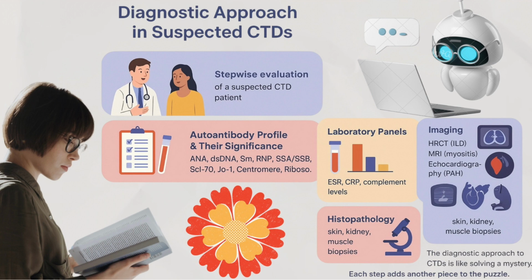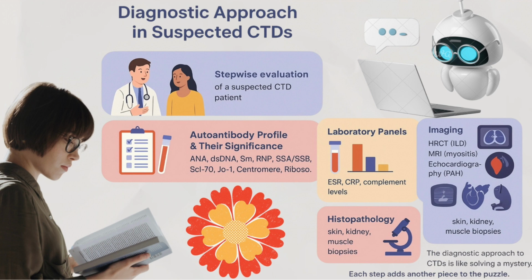Then comes examination. If we notice a butterfly-shaped rash on her cheeks, or fingers that turn white and blue in the cold, or subtle joint swelling without much redness, that's when the story begins to point towards lupus or another CTD. Step by step, like a detective, we connect each clue.